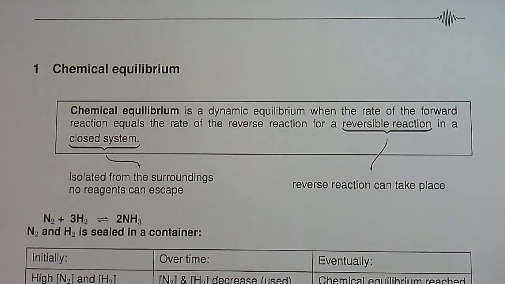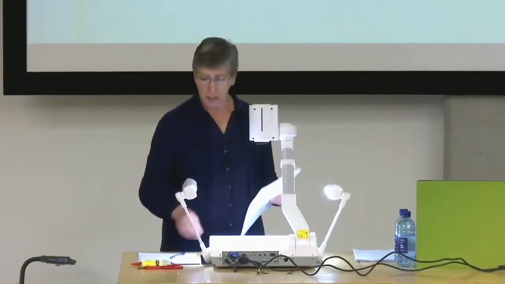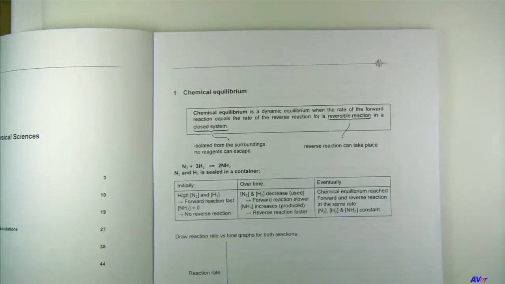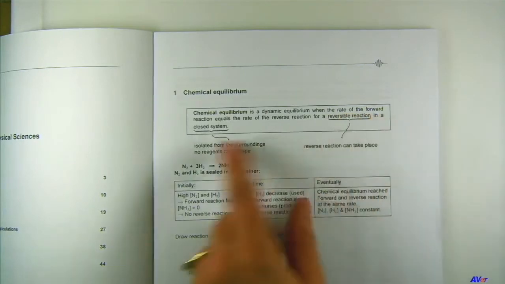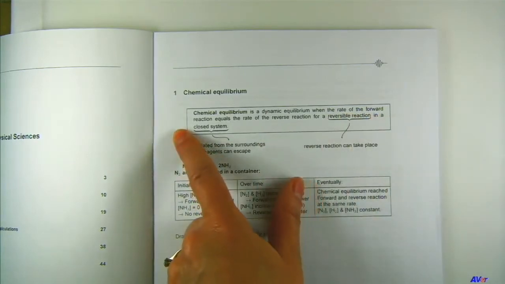Today we are going to look at chemical equilibrium. I hope everyone's got the study material. Now, every one of you, I think, knows the definition by heart, right? It's two easy marks. The rate of the forward reaction is equal to the rate of the reverse reaction.